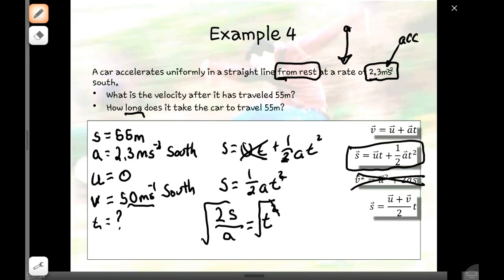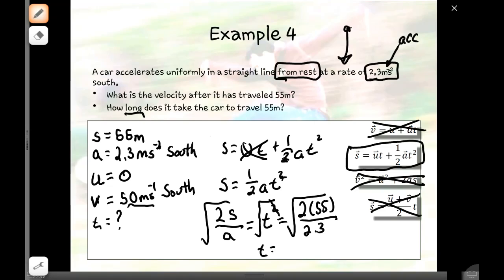And then now it's just a matter of plugging in my information. So I am going to have the square root of 2 times 55 all over my acceleration, which is 2.3. And I'm going to go ahead and type that into my calculator. So 2 times 55 divided by 2.3, and then the square root of the answer. Now this tells me that it is 6.915.